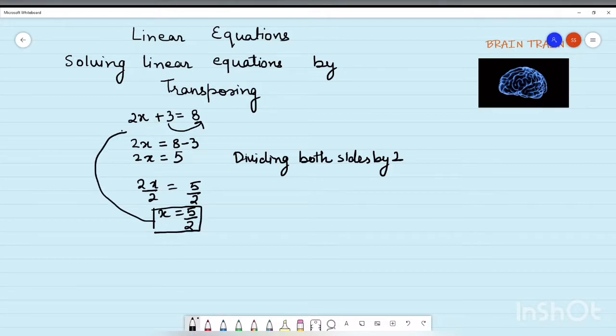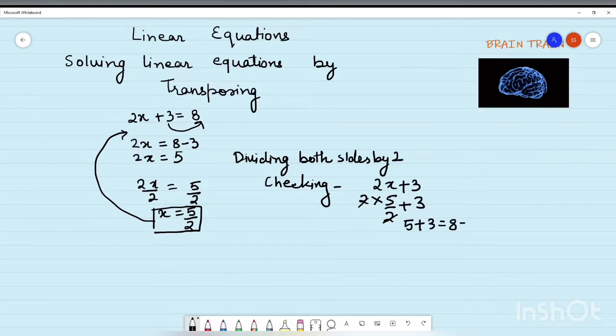Now you can check it by putting the value of x in this equation. How will we check? This is the checking part. Taking left hand side, 2x plus 3. Putting x is equal to 5 by 2. 2 into 5 by 2 plus 3. You will cancel this 2. We get 5 plus 3. That is equal to 8, which is equal to the right hand side. So this shows that our answer is correct.